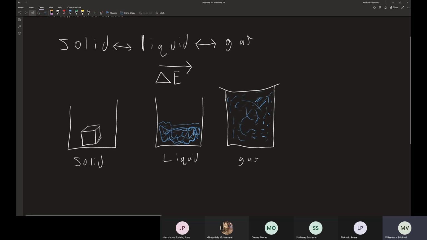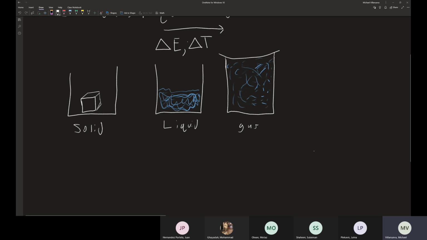I should also note that not only does the energy increase, but the temperature also increases. So when we go from a solid to a liquid to a gas, we are raising the temperature. We could say when we go from a solid to a liquid, we are melting, and when we go from a liquid to a gas, we are vaporizing. This is known as vaporization.